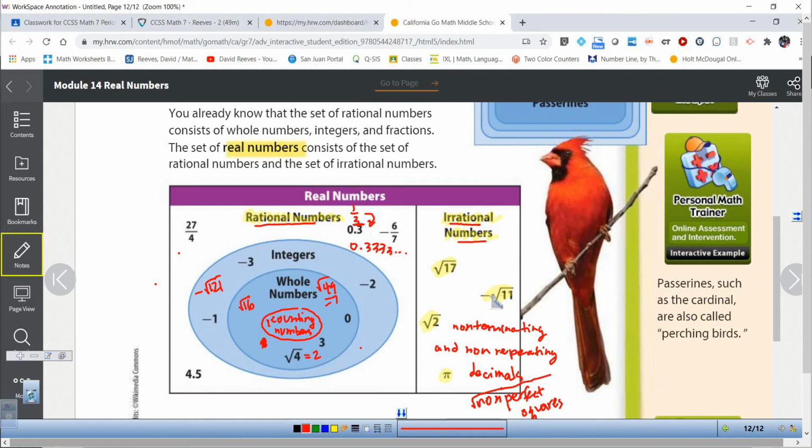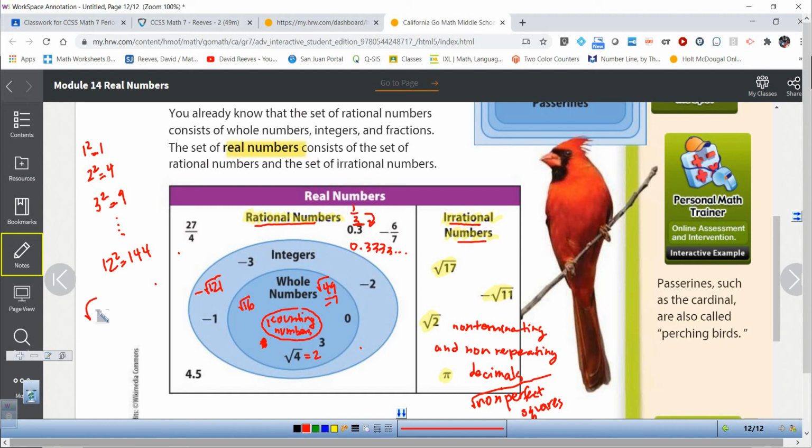Now you're probably thinking, how do I know if it's a perfect square? Well, you really should have some memorized. For example, 1 squared is 1, so 1 is a perfect square. 2 squared is 4, so 4 is a perfect square. 3 squared is 9, so 9 is a perfect square. All the way up to 12 squared is 144. When you take a whole number and square it, that result is a perfect square.